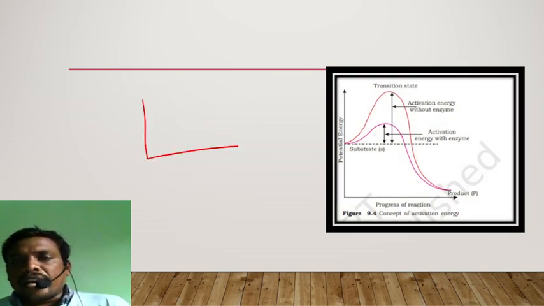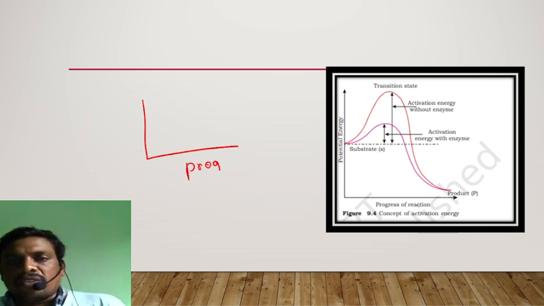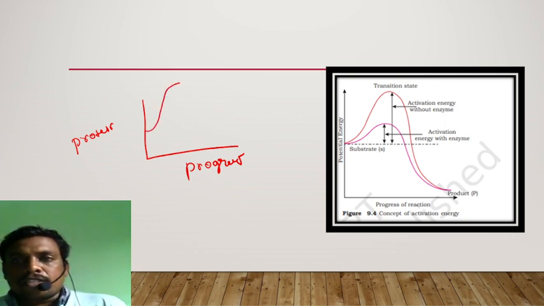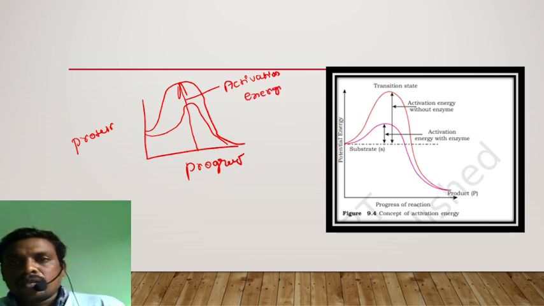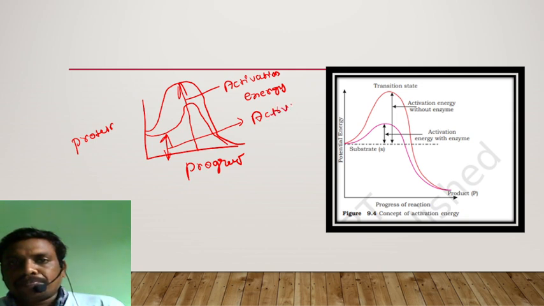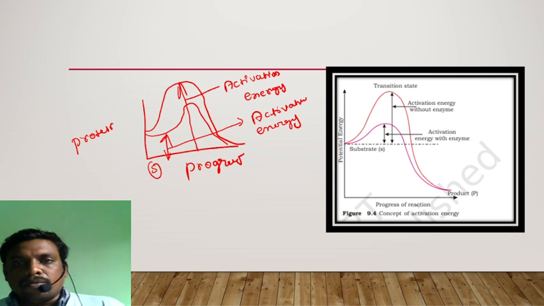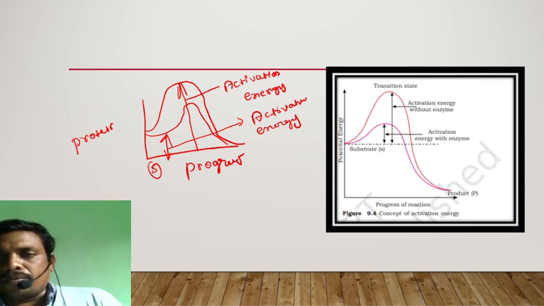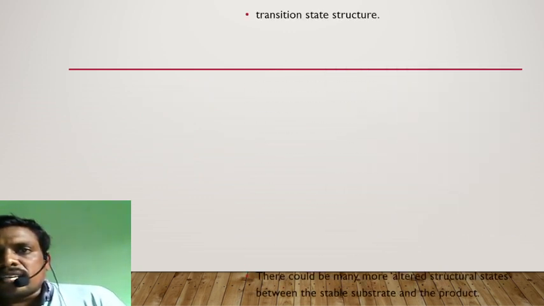Now here you can see the transition state. Let us take the graph. On one axis I am taking progress of reaction, and here I am taking potential energy. Here you can see the activation energy without enzymes, and here you can see the activation energy with the enzymes. Here you can see substrate S will be mentioned under potential energy. After this you can see the transition state structure.